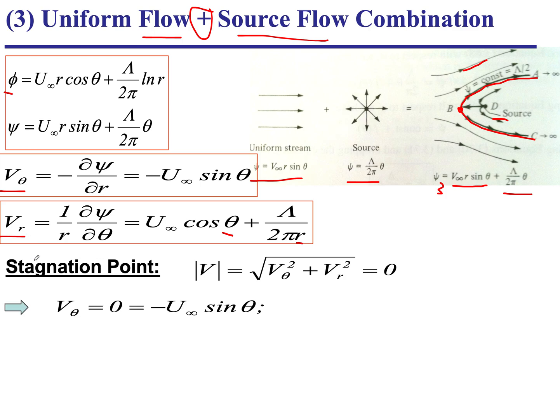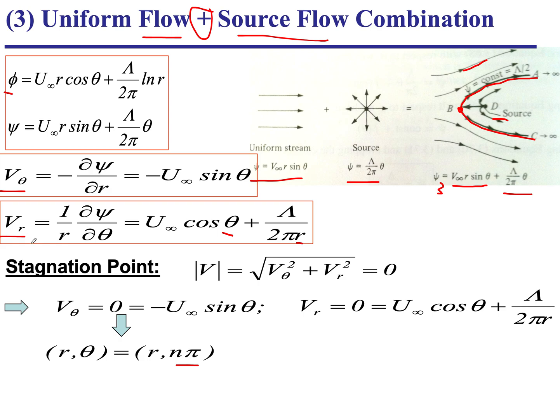So let's look at the tangential velocity. The tangential velocity is minus u infinity sine theta. When do you get sine theta equal to 0? You get sine theta equal to 0 at 0 and pi. And because there is no r here, it's independent of r. So it's for all r, with theta equal to pi and 0.